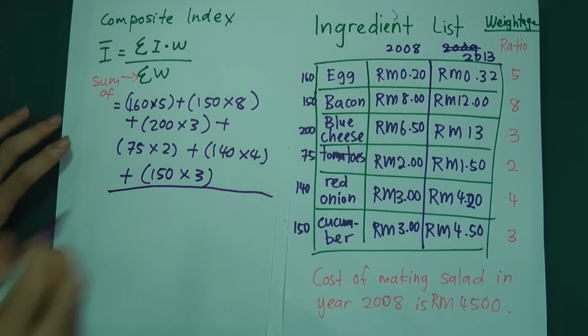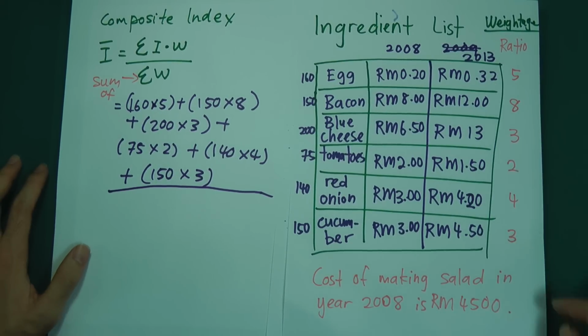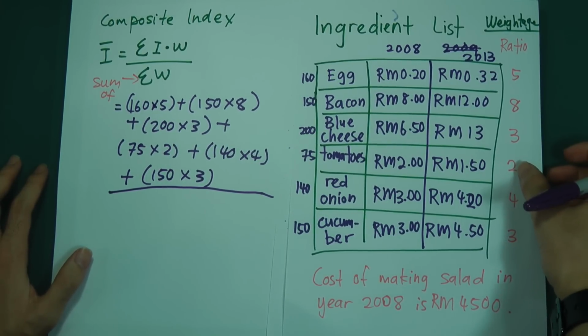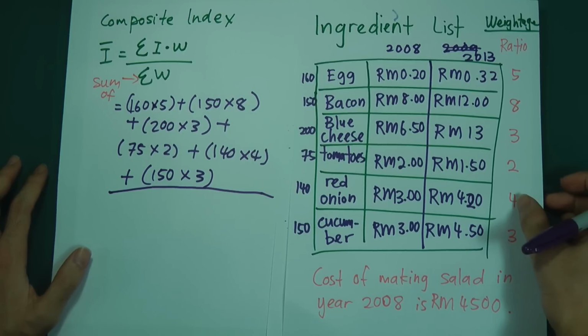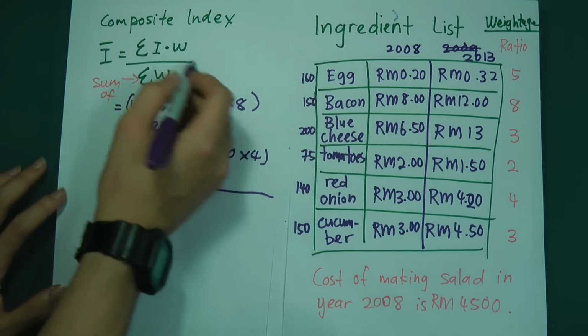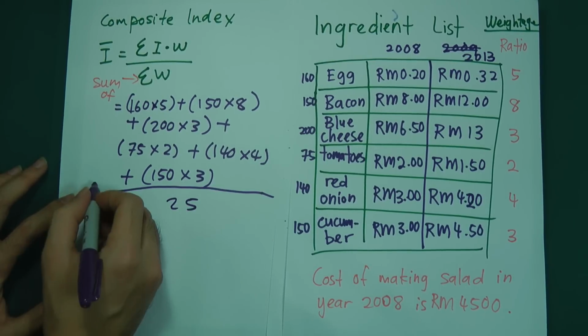All added together, and then we divide by the sum of weightage, meaning all the ratios added together. So 5 plus 8 is 13. 13 plus 3 is 16. 16 plus 2 is 18. 18 plus 4 is 22. 22 plus 3 is 25. So the sum of weightage, all the ratios added together, is 25.